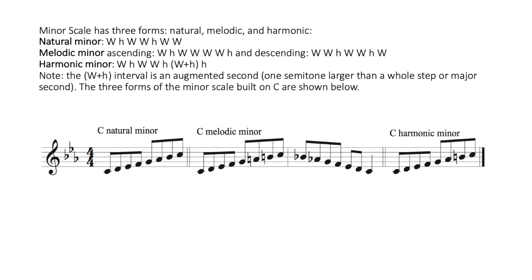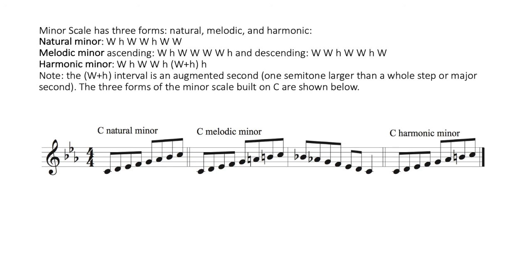The minor scale has three forms: natural, melodic, and harmonic. The natural minor pattern is, as we have seen, whole, half, whole, whole, half, whole, whole. The melodic minor pattern in the ascending form is whole, half, whole, whole, whole, whole, half, and in the descending portion, whole, whole, half, whole, whole, half, whole.